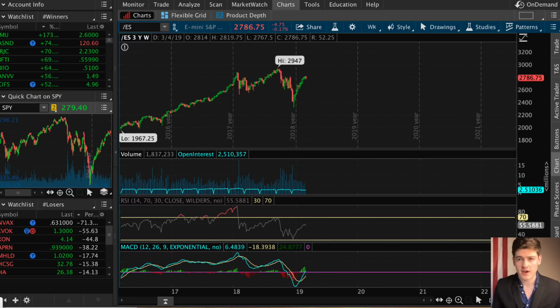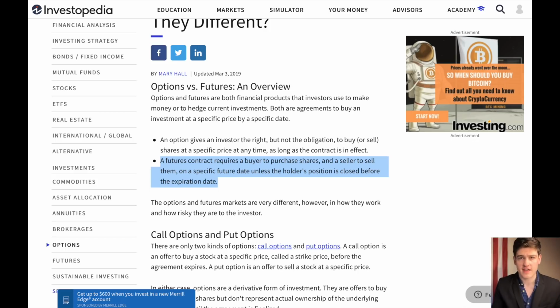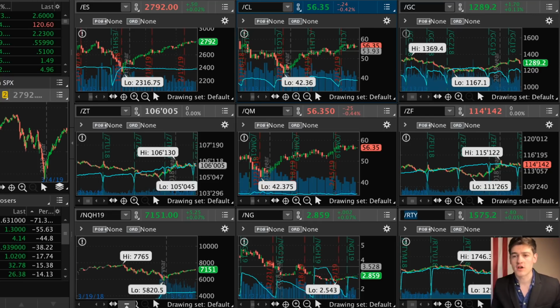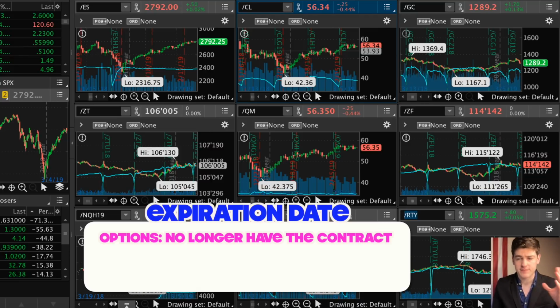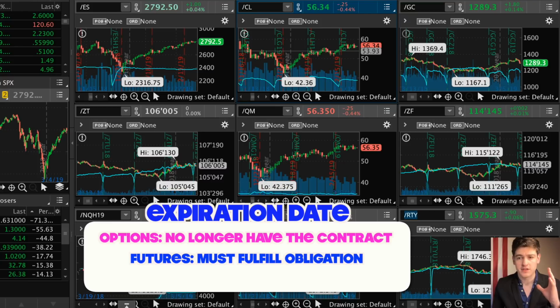So if you are familiar with options, the difference between this type of contract and an options contract is that with futures, you are obligated to buy or sell at a specific date, while with options, it's, you guessed it, optional. So since there are contracts to buy at a certain date, that naturally means that there is a certain date where these contracts expire. In the case of options, an expiring contract just means that you no longer have the contract. But in the case of futures, an expiring future contract means that the obligation of the contract must be fulfilled. And thus, it's never a good idea as traders to hold a futures contract to expiration date.